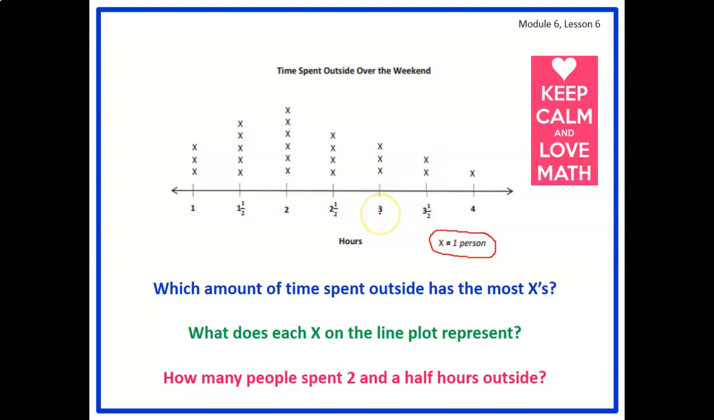Okay, so we would have to look at 3 hours and how many people stayed out at least 3 hours. That means the least amount would be 3, which means anything to the right would be at least, because at least 3 hours, 3.5 would be at least 3 hours, and 4 would be at least 3 hours. 2.5 would be less than 3 hours. And 4 would be more than 3 hours.